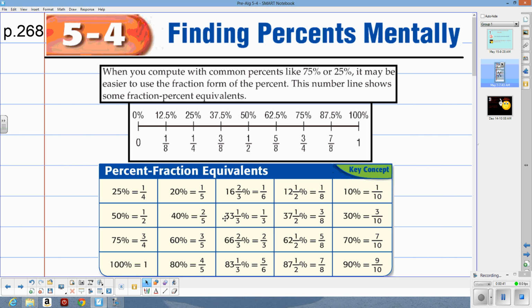33 1/3 and 66 2/3 are two common ones you should be familiar with. These ones would be nice to know, but not quite as useful as some of the others. And then over here, 10% will help you find any other multiple of 10.